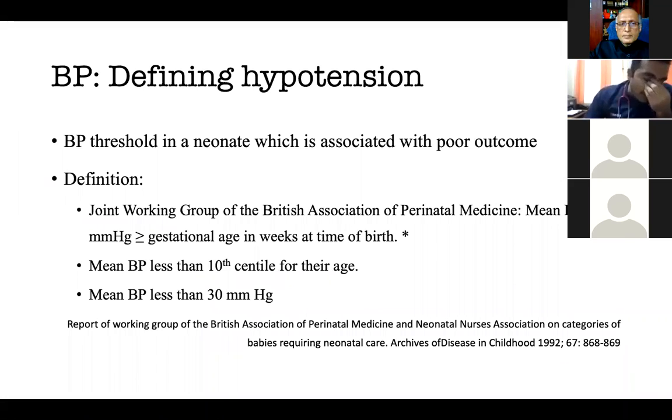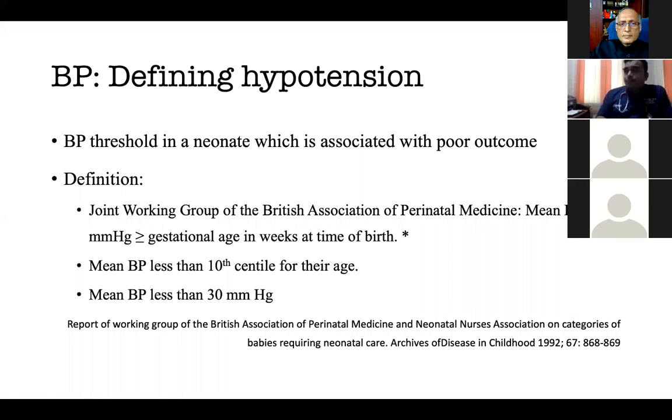And finally, the most important parameter is blood pressure. So we have discussed CFT, heart rate, then urine output, and coming to blood pressure. The blood pressure threshold in a neonate which is associated with poor outcome has been used to define hypotension. And typically you have 3 definitions for hypotension in a neonate.